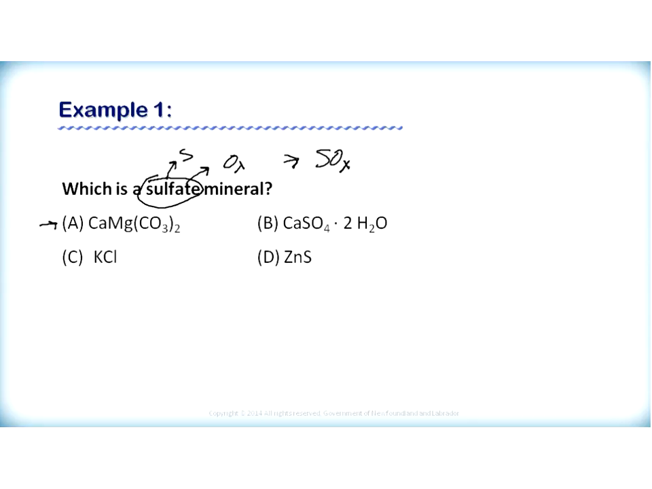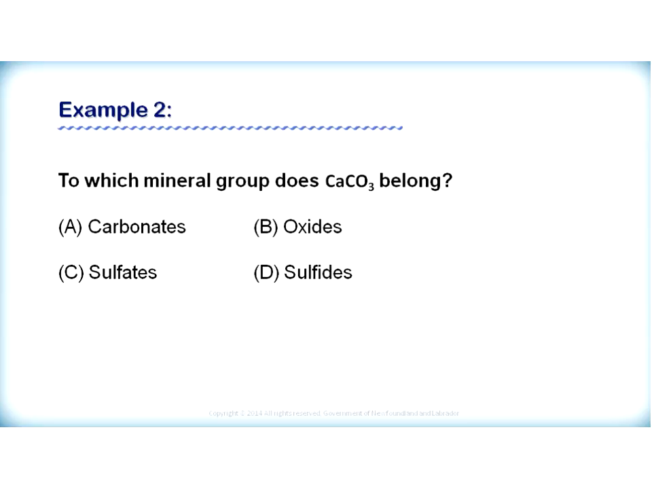So if we look at our choices, our first choice is calcium magnesium (CO3)2. That wouldn't fit into the sulfate mineral group. But if we look at choice B, we do have an oxygen group with a sulfur element in front of it. So B would be the correct answer for this question. Which is a sulfate mineral? The answer will be B, based on its chemical formula.